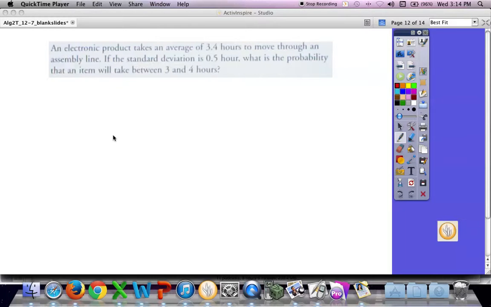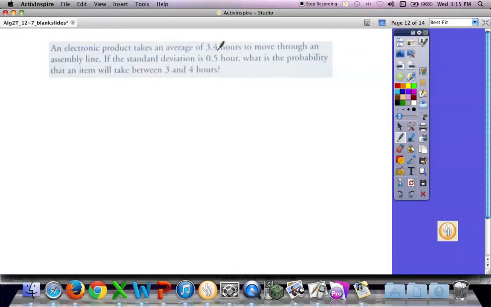So last example, an electronic product takes an average of 3.4 hours to move through an assembly line. If the standard deviation is 0.5 hours, what is the probability the item will take between 3 and 4 hours? Well, unlike all the problems we've done now, 3 and 4 as a lower bound and an upper bound are not exactly 1 or 2 or 3 standard deviations from the mean. So in this case, we cannot use the empirical rule. We have to use the calculator to do that calculation.